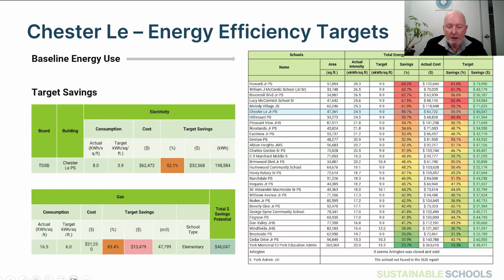So the energy efficiency part falls into play there, but there's $46,000 a year of utility cost savings potential before applying the air source heat pump. So this is the kind of starting point around energy efficiency. Next slide, please.